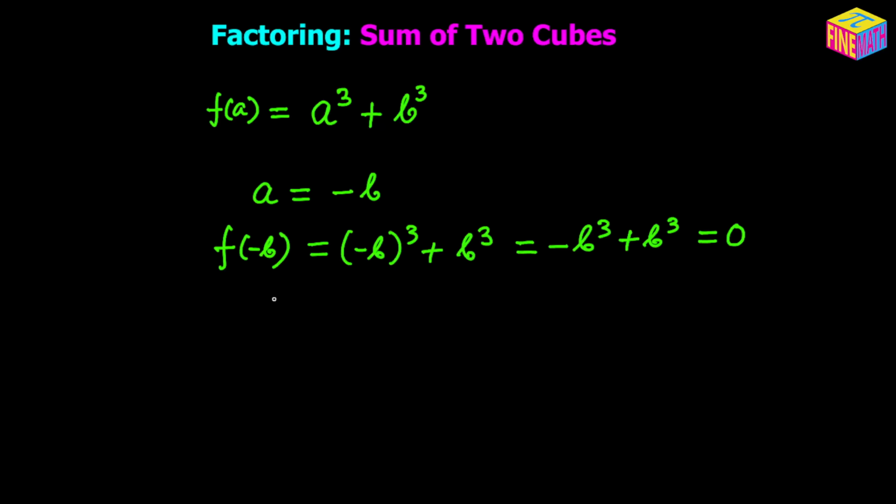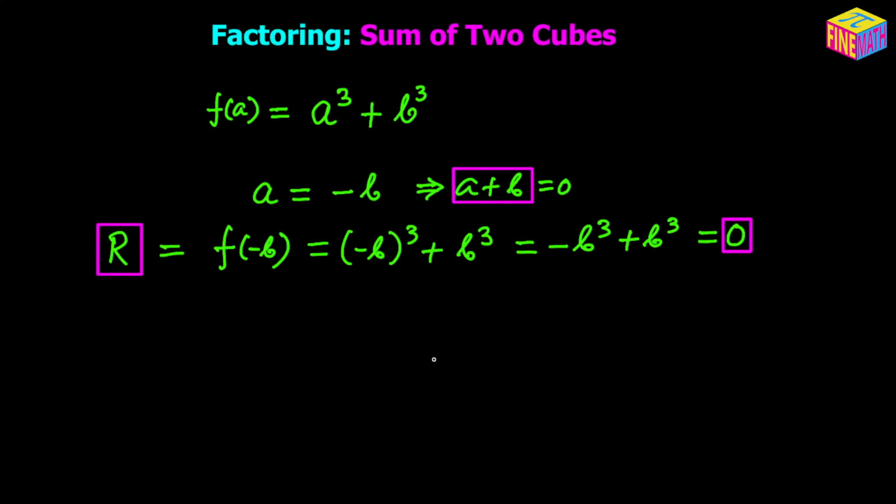So we are saying that when we substitute a with negative b, we get 0, and this is going to be the remainder if the original expression is divided by a plus b. The remainder is actually now 0. So what does that mean? That clearly means that if the original expression, a cubed plus b cubed, is divided by a plus b, the remainder will be 0.